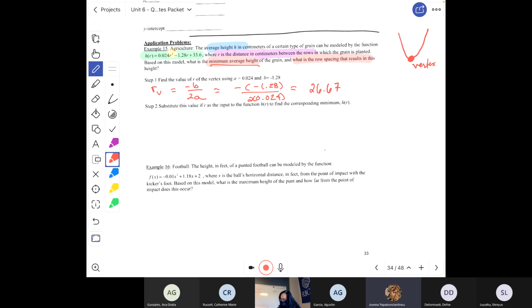Okay, what does that represent? If r is 26.67, what is that telling me in terms of the word problem? Number of centimeters. Yeah, this is the row space in centimeters, right? So let's keep that in mind. Now, corresponding to that row space, we should have what? A height, right? So if I evaluate h when r is 26.67, I'm going to have the minimum average height. Okay, so go ahead and now find what the height is. What is h sub v? So I'm just substituting the r value we just found into this equation. And what am I going to get?